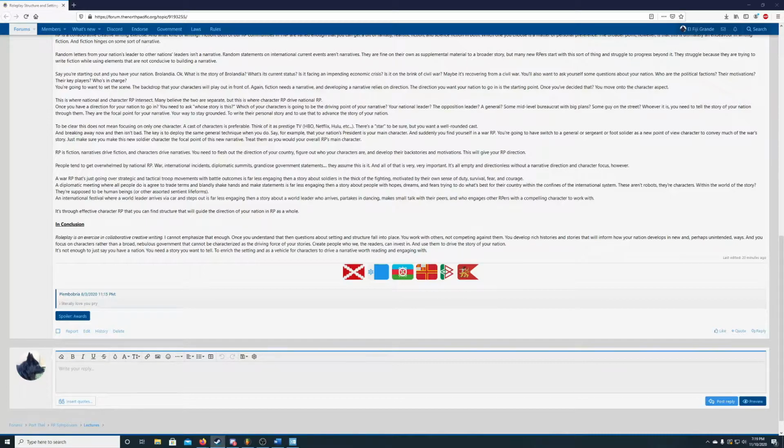Treat them as you would your overall RP's main character. RP is fiction, narratives drive fiction, character drives narratives. You need to flesh out the direction of your country, figure out who your characters are, and develop their backstories and motivations. This will give your RP direction.